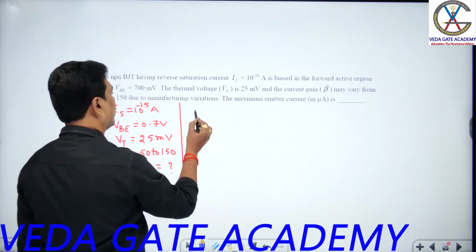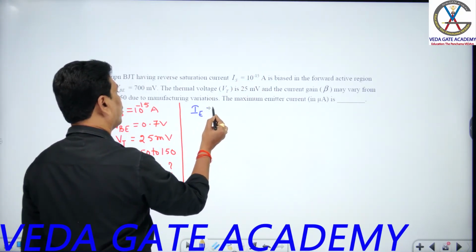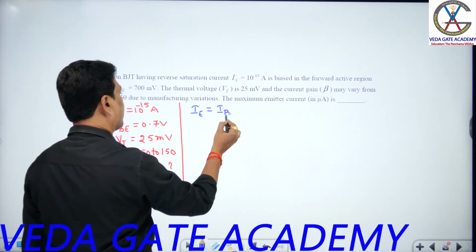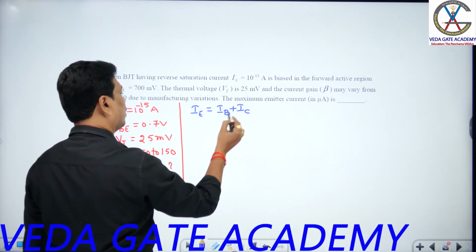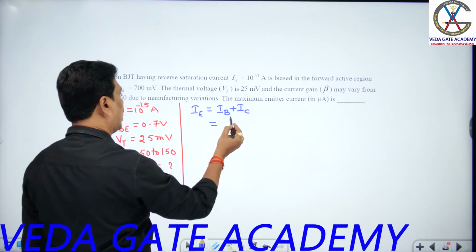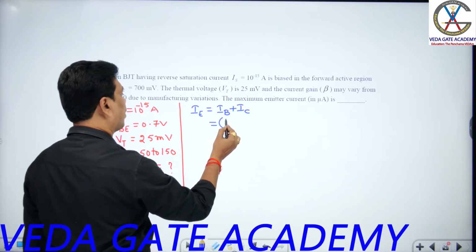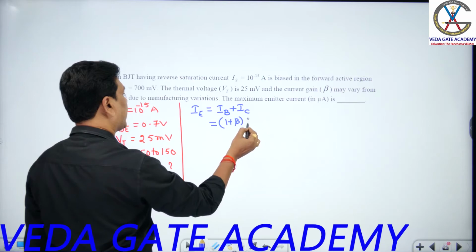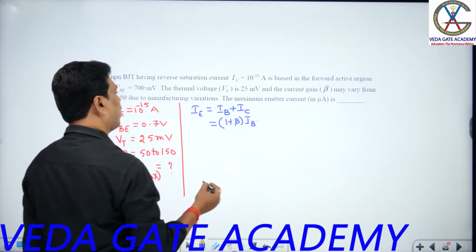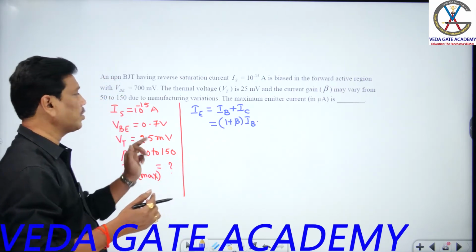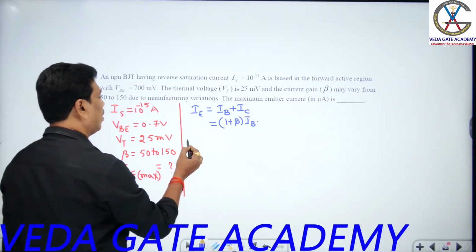You know that IE equal to IB plus IC, students. Again, IC equal to beta IB, no? That can be rewritten like (1 plus beta) times IB. Now I can rewrite this again in terms of the saturation current, students. You see this again.